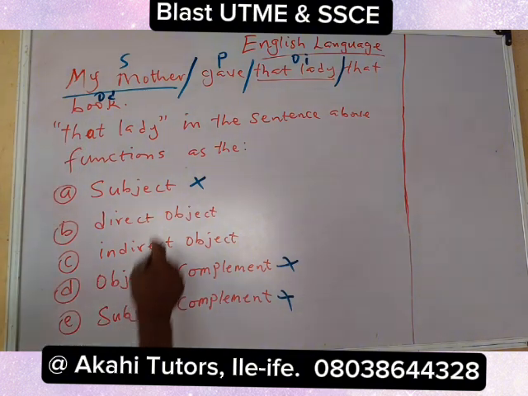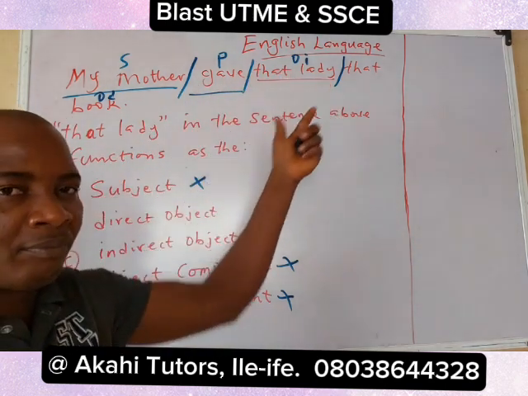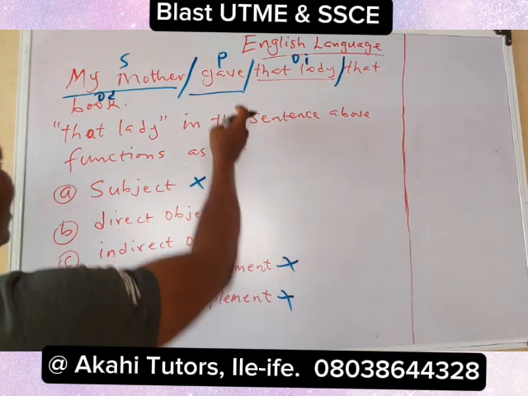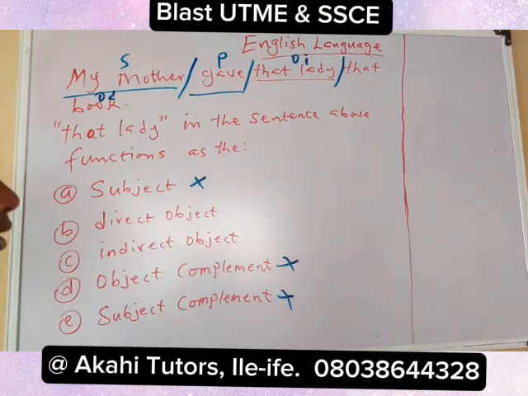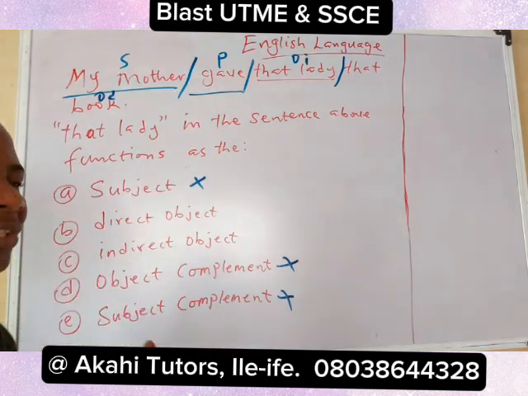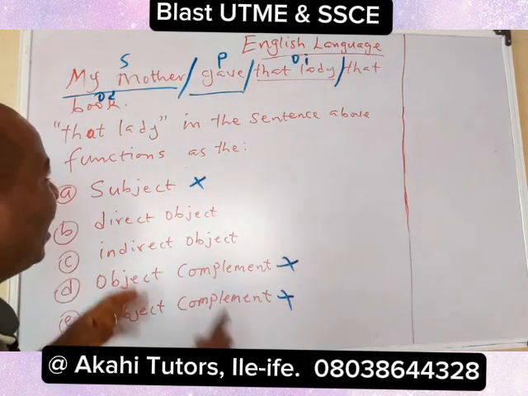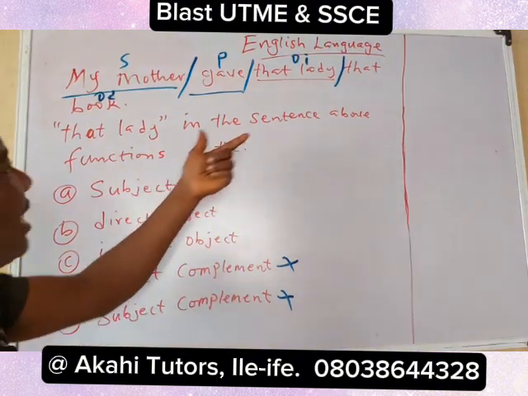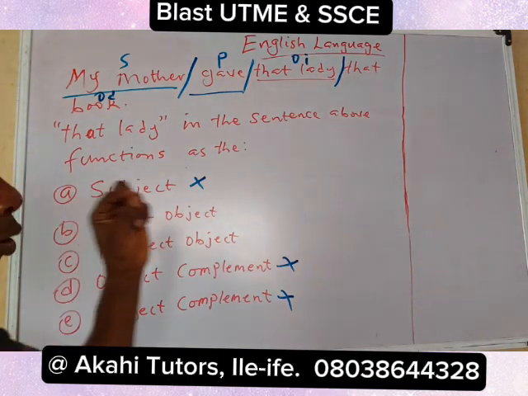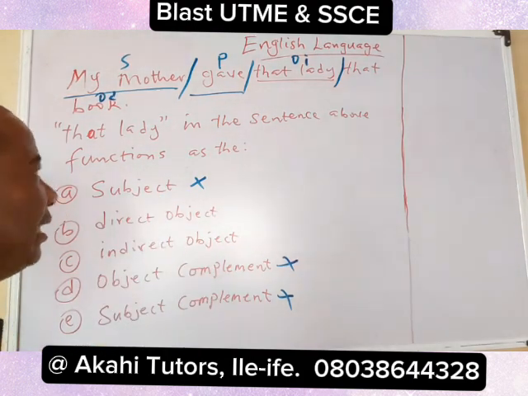Another thing is that this verb is a transitive verb. A verb that is transitive takes an object after it, and an intransitive verb does not take an object after it. Not only is this verb transitive, we must also note that it is a ditransitive verb. A ditransitive verb is a verb that takes two objects or more after it. A monotransitive verb is a verb that takes only one object after it.